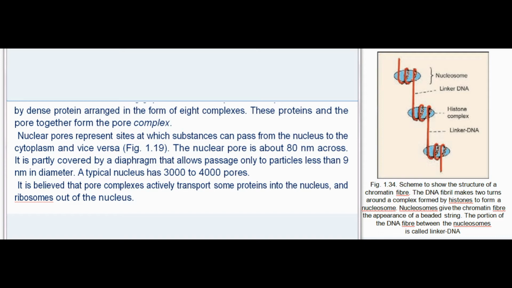The nuclear pore is about 80 nanometers across. It is partly covered by a diaphragm that allows passage only to particles less than 9 nanometers in diameter. A typical nucleus has 3,000 to 4,000 pores. It is believed that pore complexes actively transport some proteins into the nucleus, and ribosomes out of the nucleus.